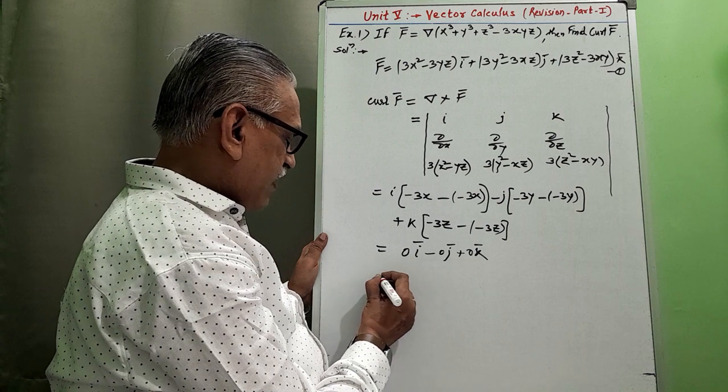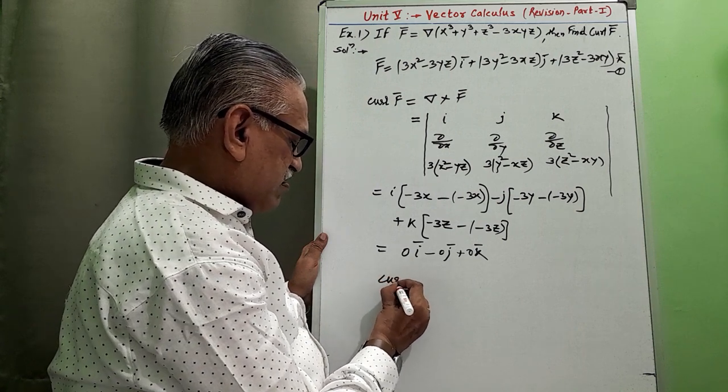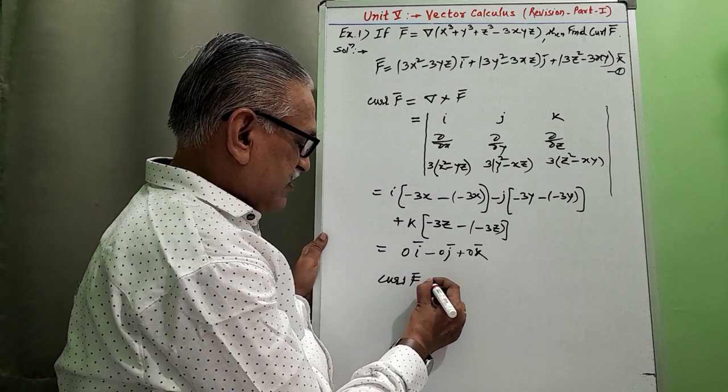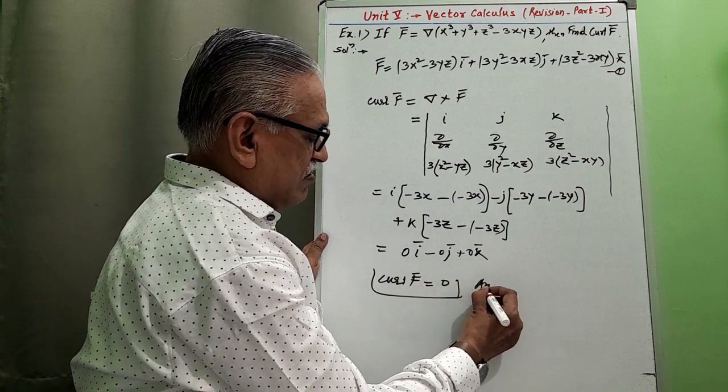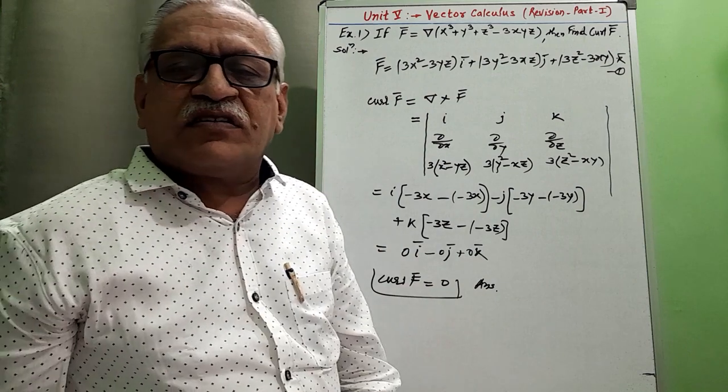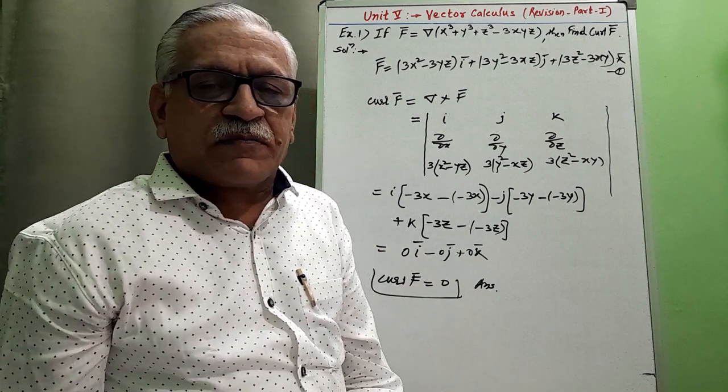and therefore the value of curl of f bar is 0 as the required answer.